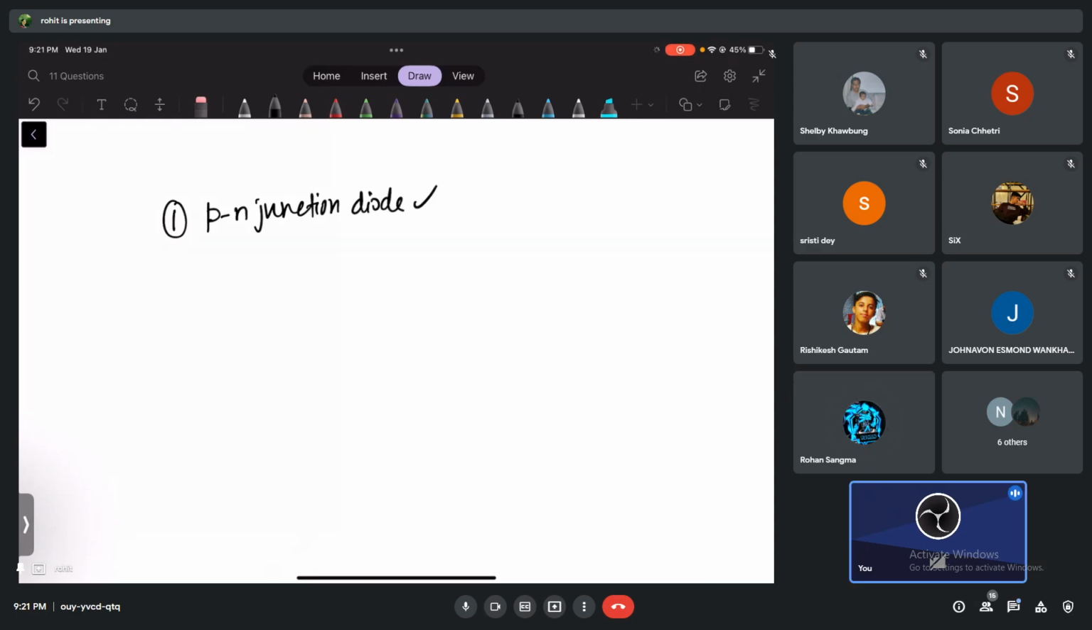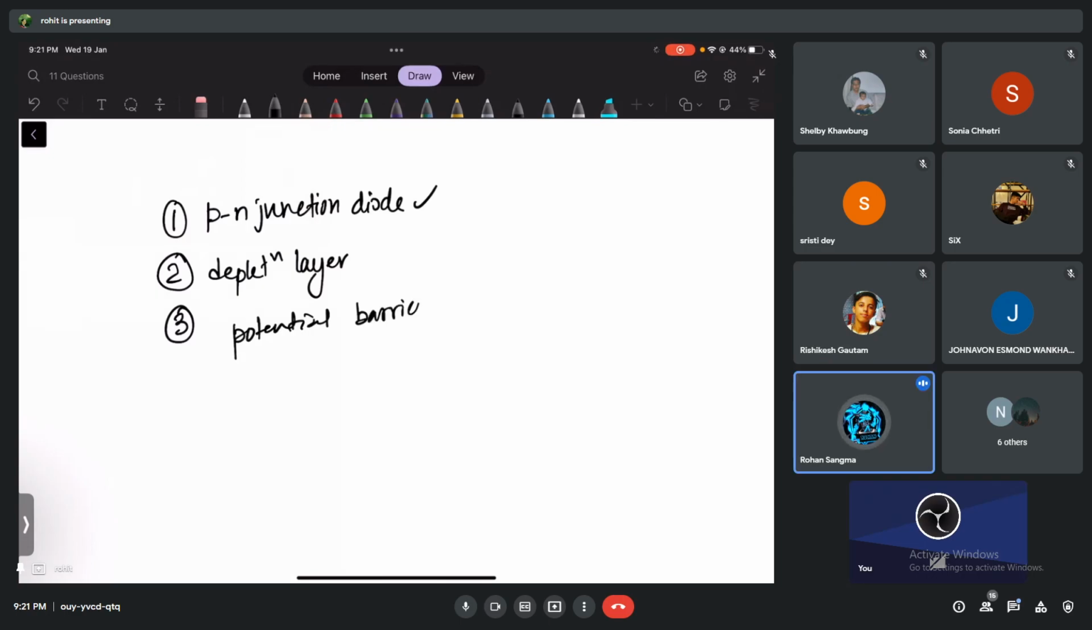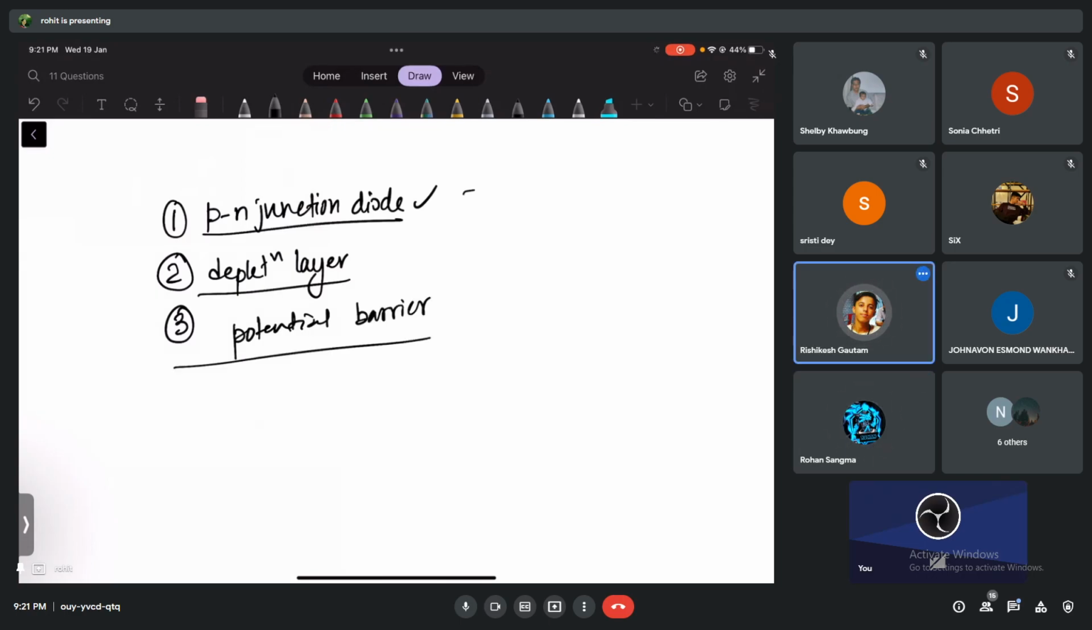Please study this. I'll send you the notes today only. What is the next question, guys? What is depletion layer? Very good. Please respond, guys. What is potential barrier? Only he is responding. Potential barrier. Draw a circuit diagram also.